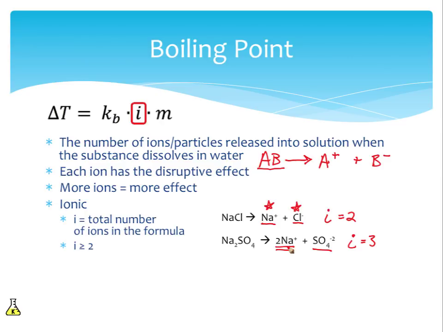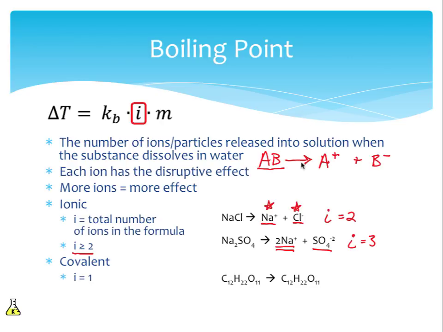Again, each individual ion has an impact on how much the temperature changes. Therefore, i is what we use to keep track of that. For ionic solutions, regardless of what your reaction is, we always expect i to be greater than or equal to the number 2. In covalent compounds, the process is significantly simpler.